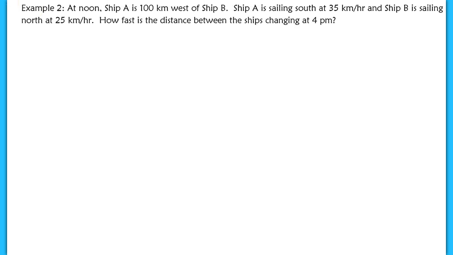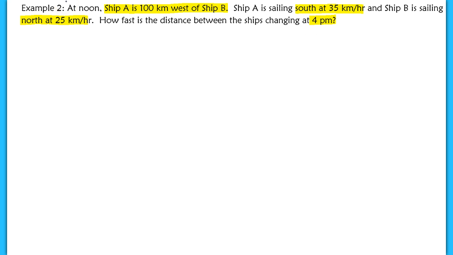All right, example 2 is going to be another related rates problem that uses the Pythagorean theorem. So this time it's going to be a little bit more complex than the latter problem that we saw yesterday. So it says here, at noon, ship A is 100 kilometers west of ship B. Ship A is sailing south at 35 kilometers per hour, and ship B is sailing north at 25 kilometers per hour. We want to know how fast is the distance between the ships changing at 4 p.m.